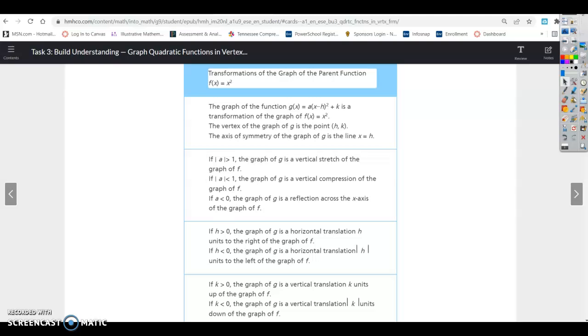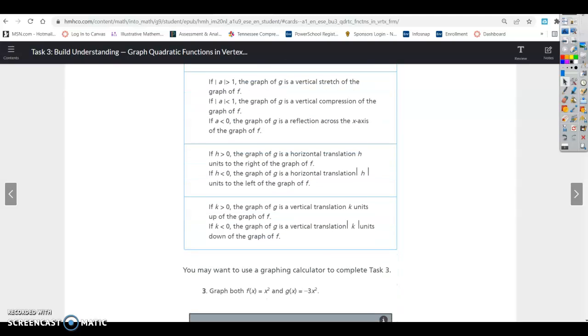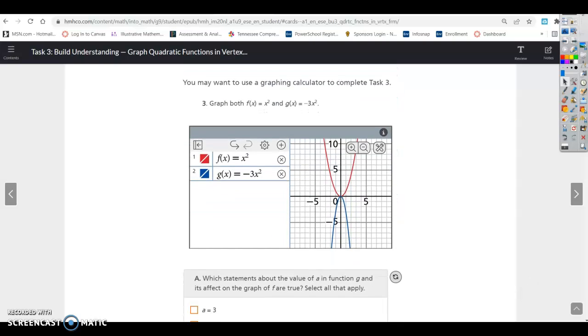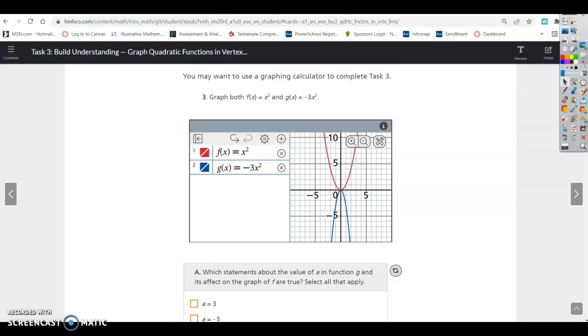All right, when you've had time to read through the video or read through all of the notes there, then continue on. So you may want to use a graphing calculator to complete task 3. It says graph both f of x equals x squared and g of x equals negative 3x squared.